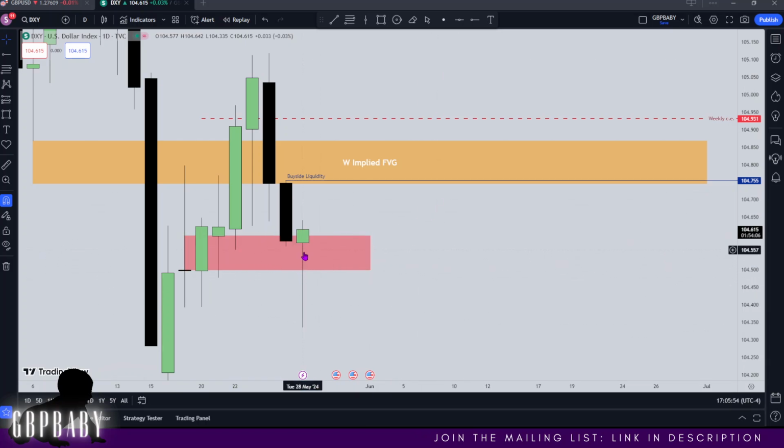What I'd also bring our attention to is the 50% level of the wick. But because we still have 2 hours of trading time, I don't really want to use this wick just yet.